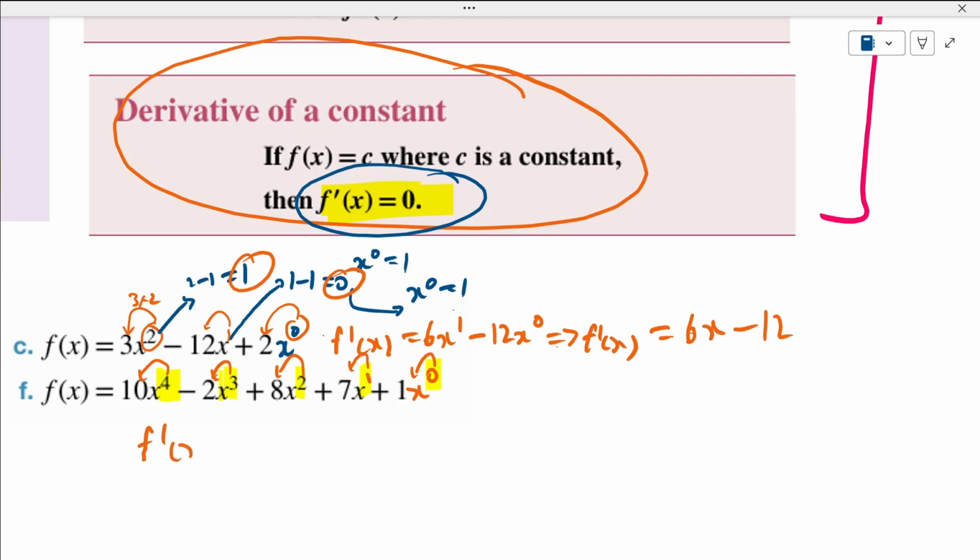So f dash of x is 40x, because 4 times 10 is 40. And then it's going to be x cubed, because 4 minus 1 is 3. We're taking 1 away from the power of the variable x. It's going to be minus 6x squared, 3 times 2 is 6, x squared, plus 16x, or x to the power of 1, which is x, plus 7, because x to the power of 1 becomes x to the power of 0, which is just 1. And then this constant here just disappears. So we know now that f dash of x is 40x cubed minus 6x squared plus 16x plus 7.